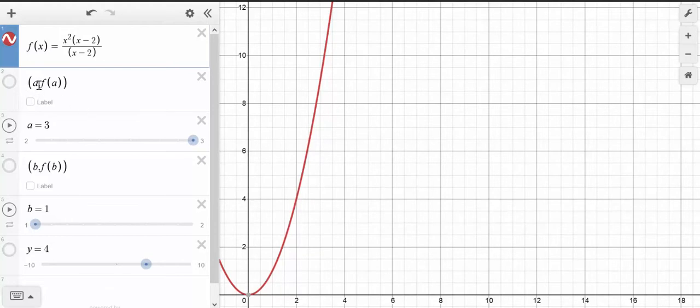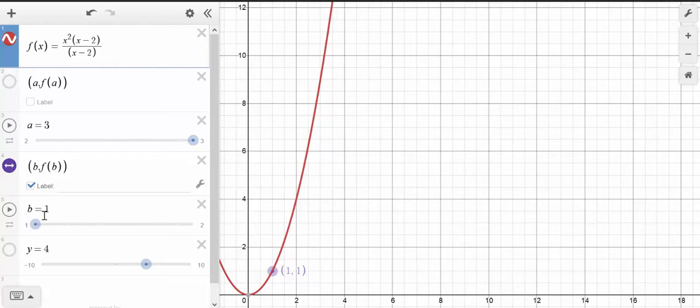So what I've got here is this point a, f of a. Let me turn this on and turn on the label. And I've got down here b, f of b. Let me turn that on, turn on the label. And you can see this is a point on that function, 3, 9, and this is a point on that function, 1, 1. And I've got sliders over here. Now, let me just turn this one off real quick, and let's look at approaching x equals 2 from the left.